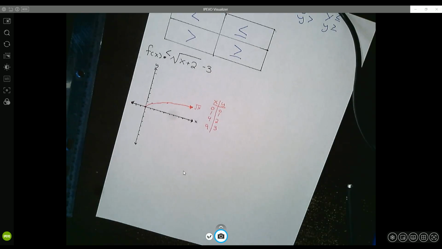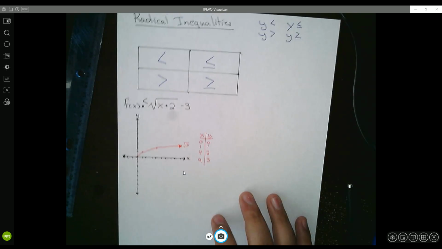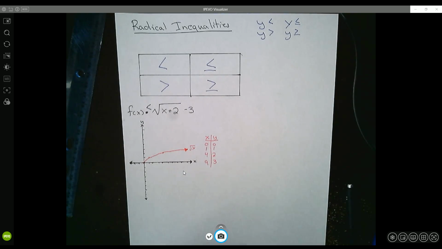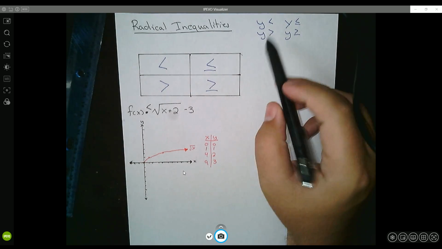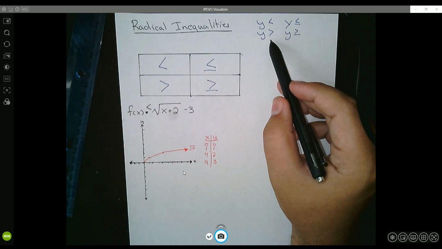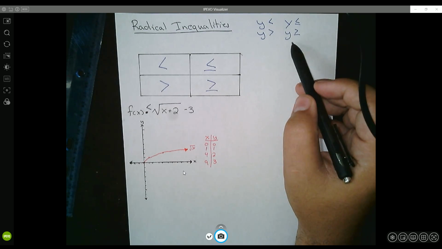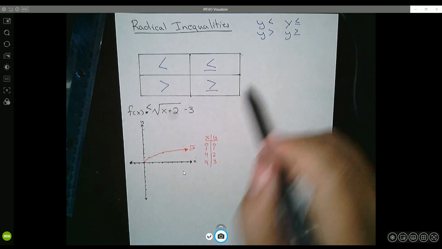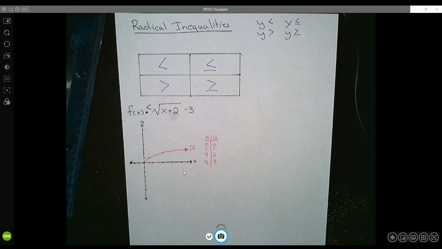Today we're going to continue talking about radical functions, and we're going to look at our last thing for this section. Okay, we're going to look at radical inequalities. Now, an inequality is instead of the function saying y is equal to, it's going to say y is less than, y is greater than, y is less than or equal to, or y is greater than or equal to. That gives you four variations of a typical function.